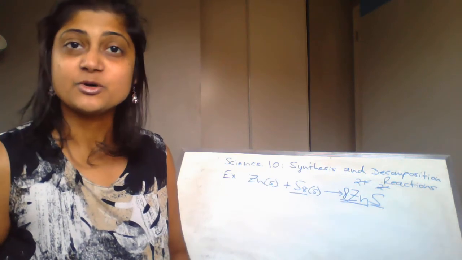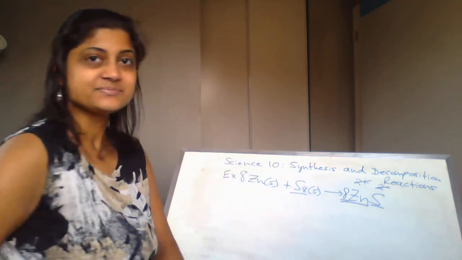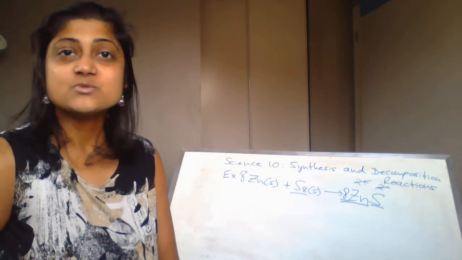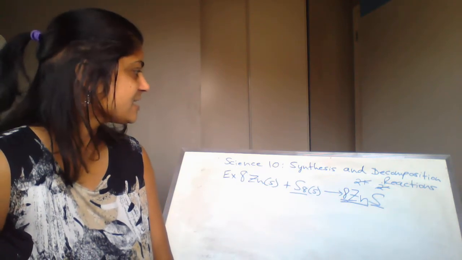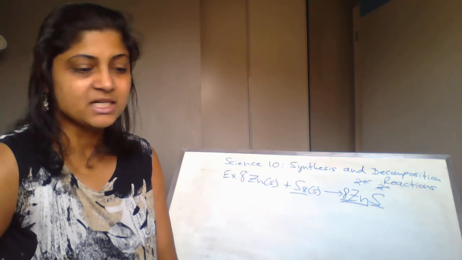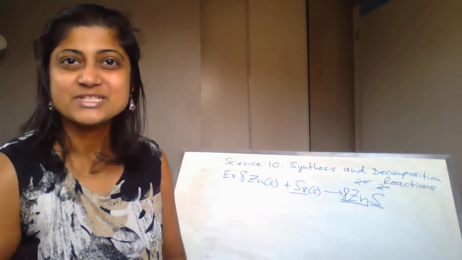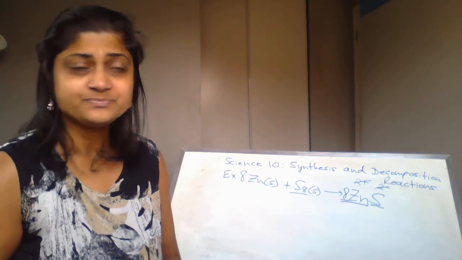okay? So I'm going to go back to the reactant side, and I'm going to put an 8 in front. And now I have 8 atoms of zinc on the reactant side, as well as 8 atoms of zinc on the product side, okay? And I can see that the sulfur is also balanced here with 8 atoms on both sides. Okay, does everyone see how to do that? Good, so this is the synthesis reaction.